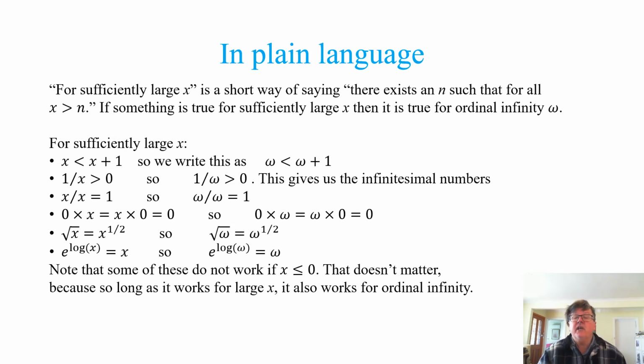So, for sufficiently large x, infinity is less than infinity plus 1 because x is less than x plus 1. The infinitesimal 1 on infinity is greater than 0 because 1 on x is greater than 0 for all large x. Infinity divided by infinity equals 1 because for all large x, x divided by x equals 1. 0 times infinity equals 0. And we also say that there exist such numbers as the square root of infinity, the logarithm of infinity, and e to the power infinity.